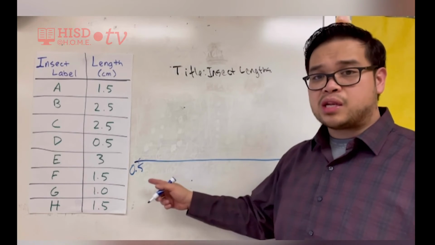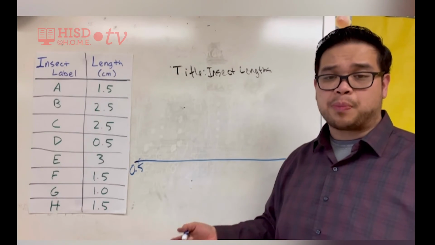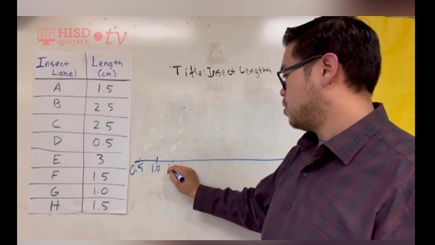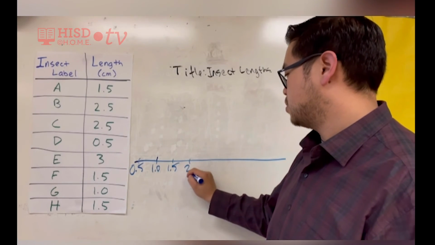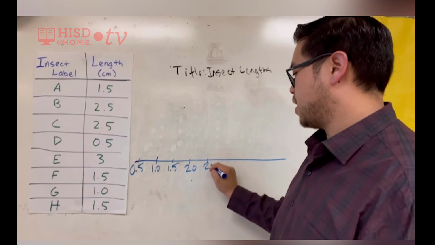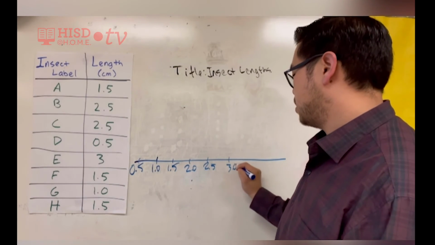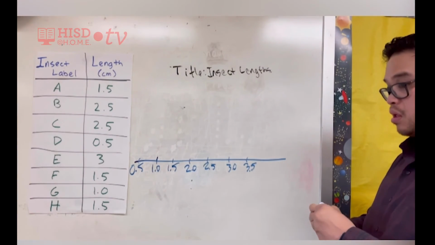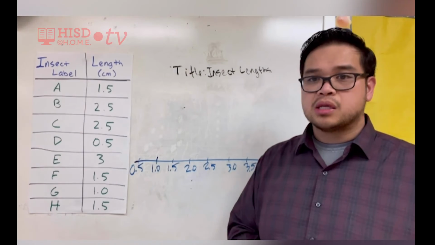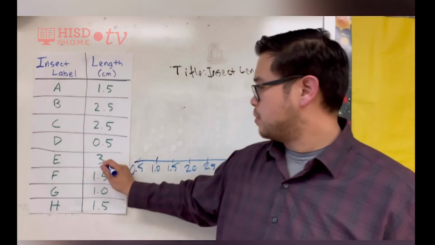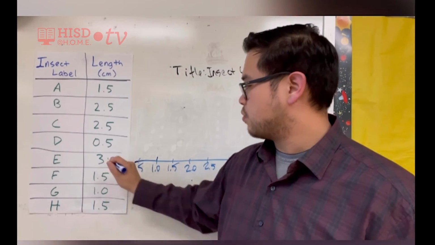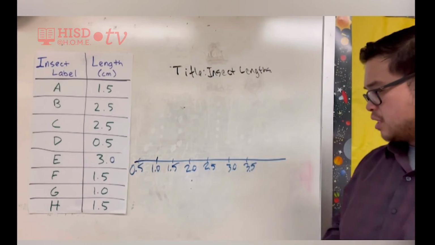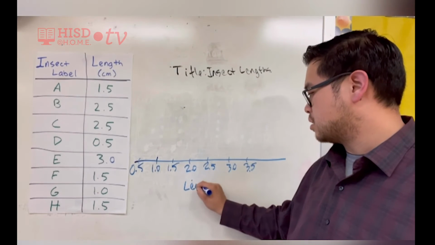So go ahead and do that, or you can just watch me do it and copy it as I do it. 1, 1.5, 2, 2.5, 3, 3.5. So, you know what? I noticed something here. Let me go ahead and put 3 like that. So, now that I've labeled this, this is going to be labeled our lengths.